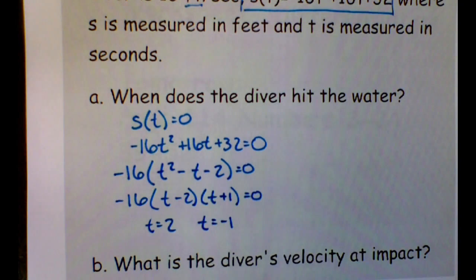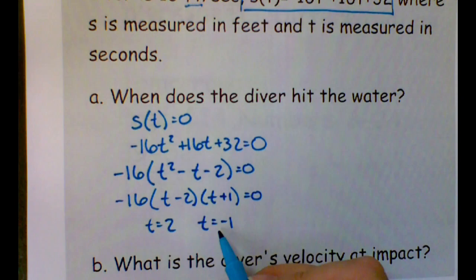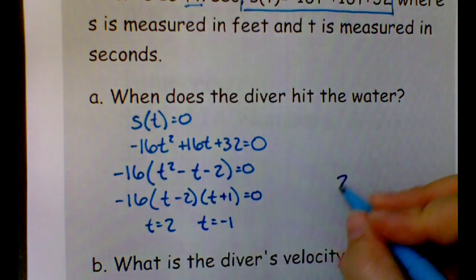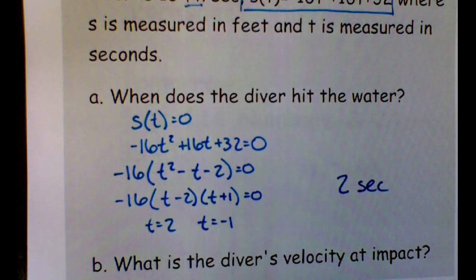Well, the diver only hits the water one time because this is the real world, and it can't hit it at a negative time. So the diver hits the water at time 2 seconds.